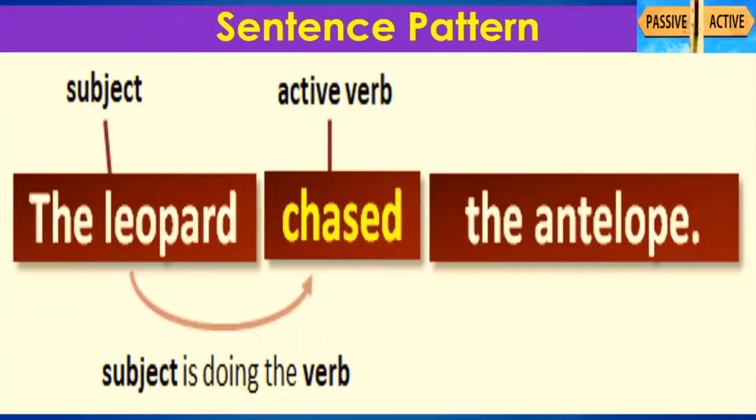Now, sentence pattern. The leopard chased the antelope. What is our verb in this sentence? Chased. Subject, leopard. Who is doing the action of chasing the antelope? Still, the subject, which is leopard. So, this is the sentence pattern of active voice sentence.